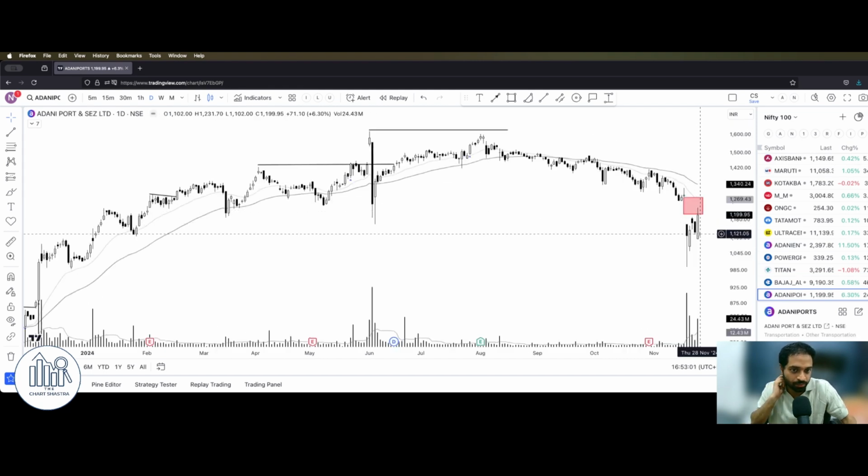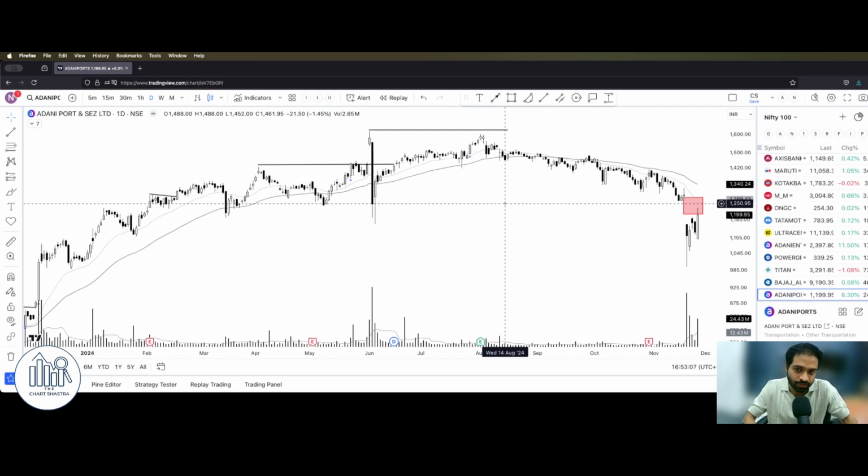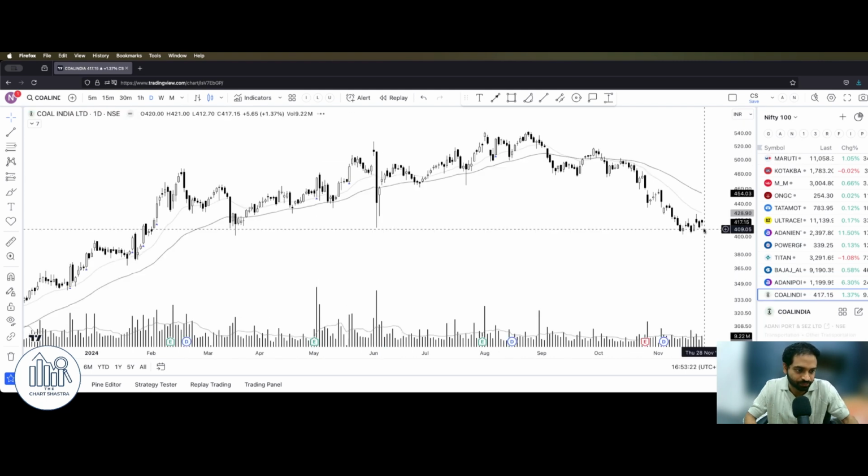Again, Adani Ports, a chart kind of similar to Adani Enterprises. I think you would see almost all the Adani charts behaving exactly and looking almost similar. Long consolidation, sudden breakdown on the news, and trying to recover today. Let's wait and see how this turns out.